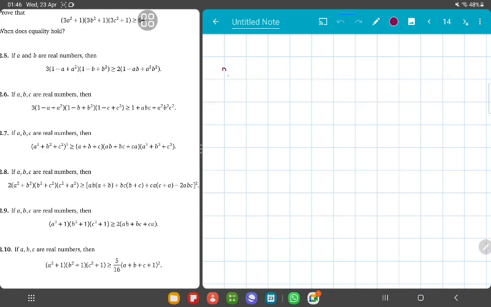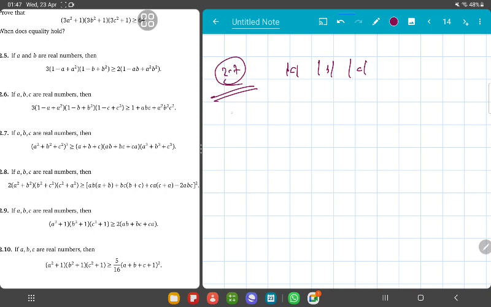Alrighty, next inequality is 2.7. What it says: substituting a, b, c by modulus a, modulus b, modulus c, respectively, the left side of the inequality will remain unchanged, while the right side either remains unchanged or gets increased. So we are substituting a, b, c by mod a, mod b, and mod c.